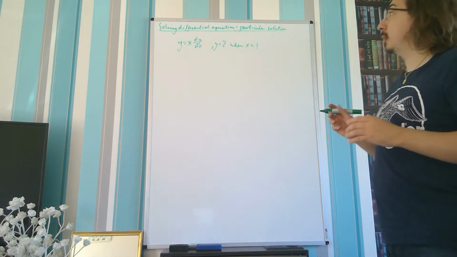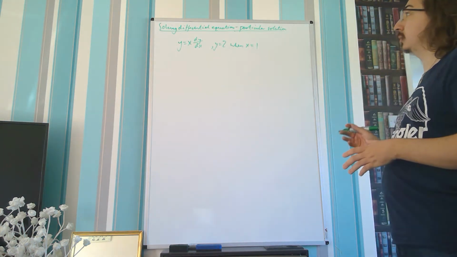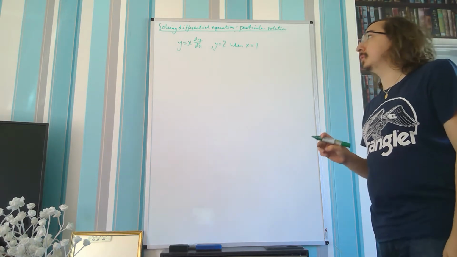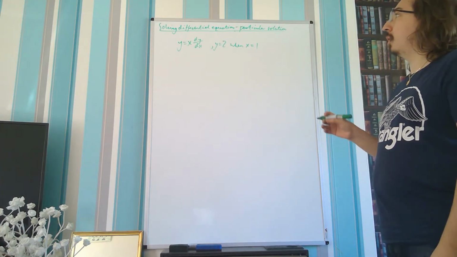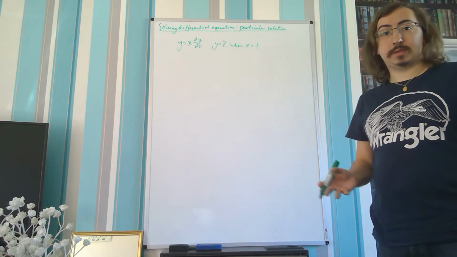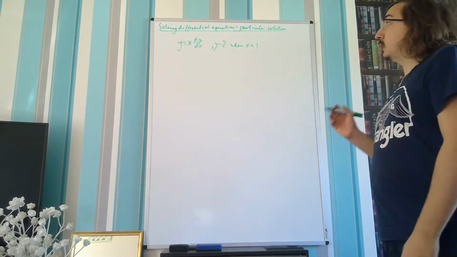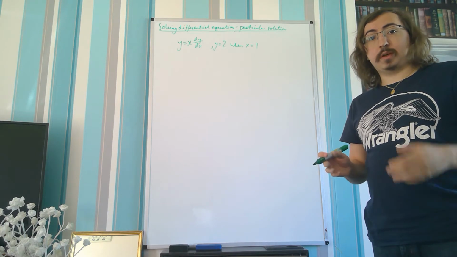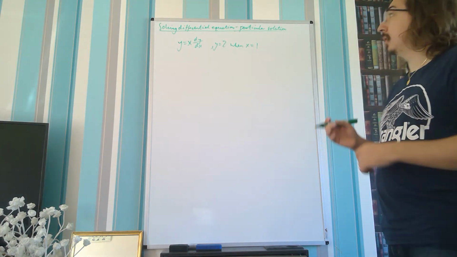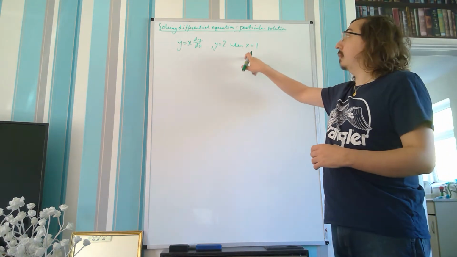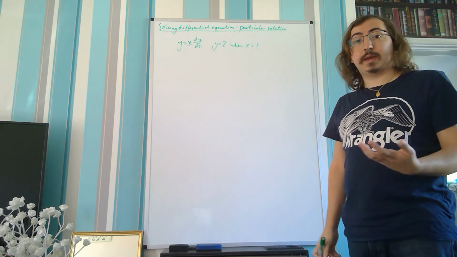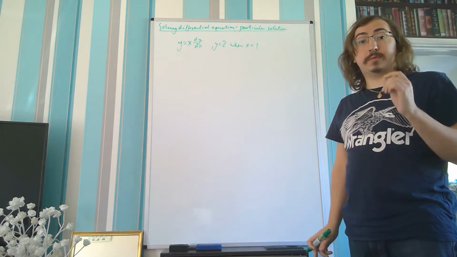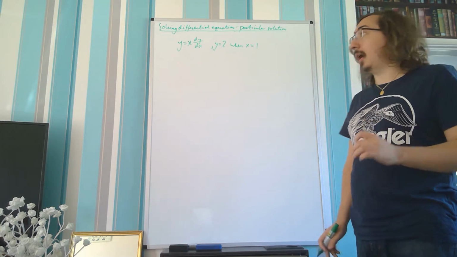So for this problem, we want to find the particular solution for y equals x times dy by dx when y is equal to 2, when x is equal to 1. So unlike the last problems where we've been looking at finding the general solution, so we've had some kind of constants in there, for these problems, because we are given particular values, in this case for x and y, we want to be able to find out what those constants are.